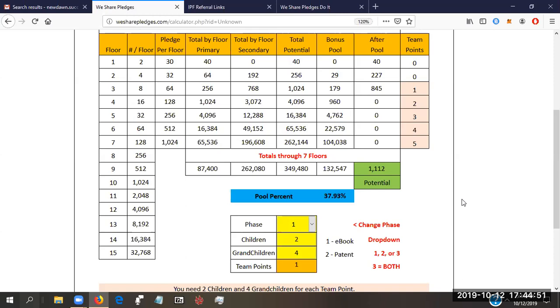Now, to fully maximize this compensation plan, I mean fully, you want eventually 10 children and 20 grandchildren for a total of 5 team points, and you'll see a change. Now, I understand that sounds like a lot of people. I don't want you to panic because this is pretty cool.